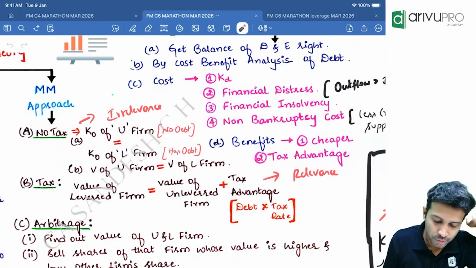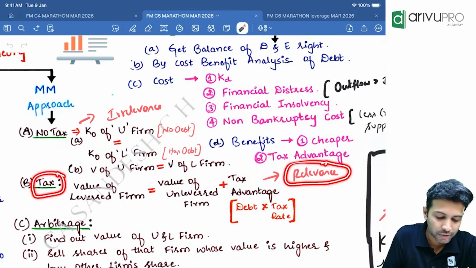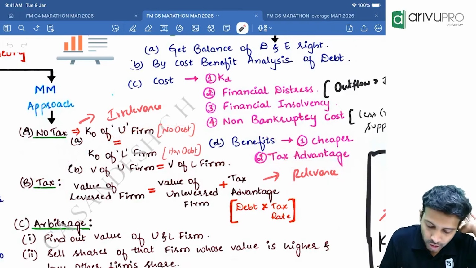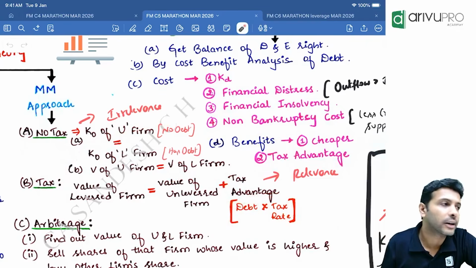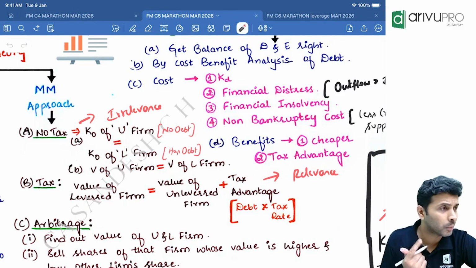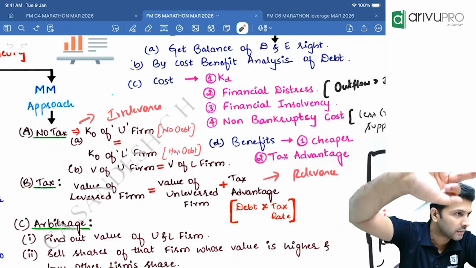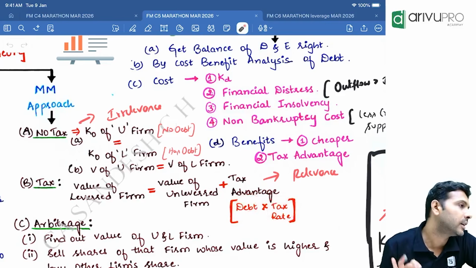Okay, now these two values are same or different? Different. Now it comes under which theory? Under tax environment, sir is arguing for relevance theory. So how do you get this tax advantage or tax benefit? Take the total debt and multiply by the tax rate. Then you will get the tax advantage. You get tax benefit on interest, right? But interest you will pay only once, or you will pay every year? You'll pay every year. Hence, tax advantage or tax benefit is given by total debt multiplied by the tax rate.